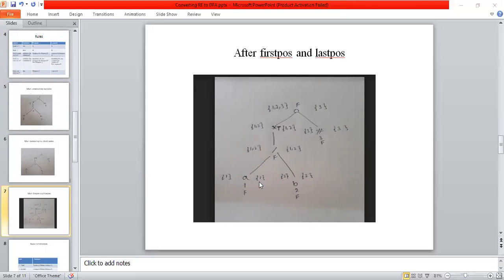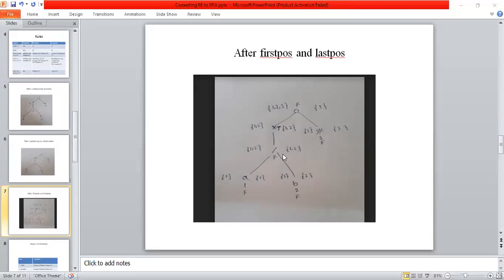So last position of C1 is 1 and last position of C2 is also 2. So 1 comma 2. So this is the first position and last position of this R node. And now here I am constructing the star node first position and last position.